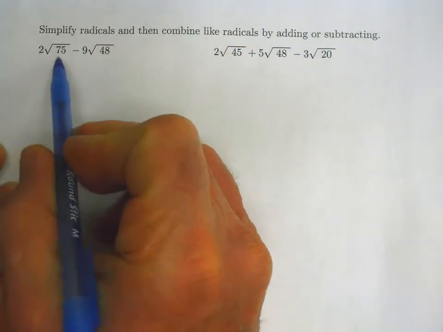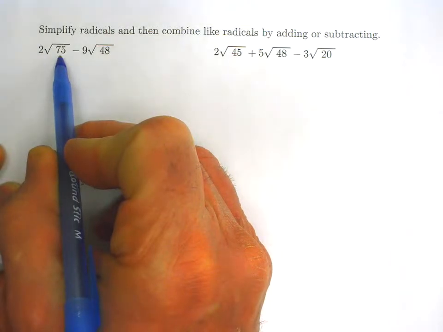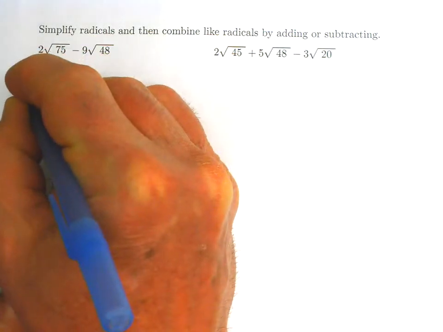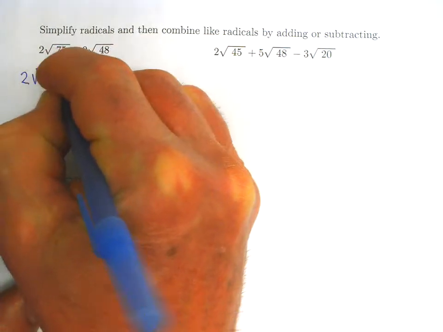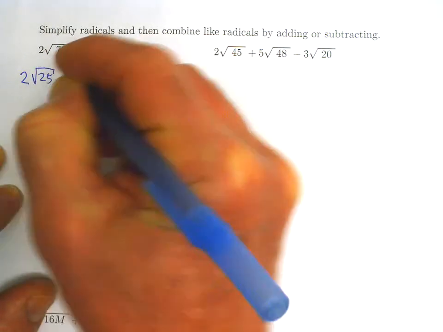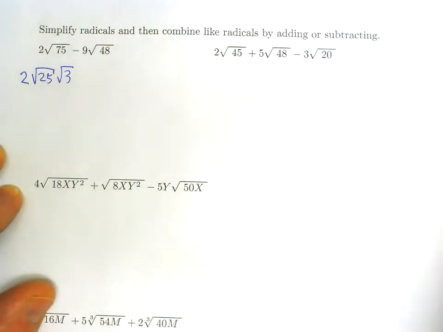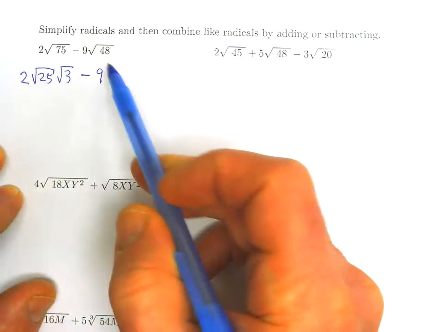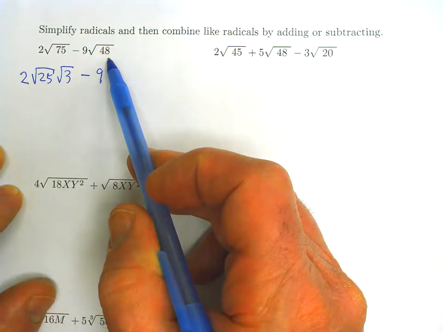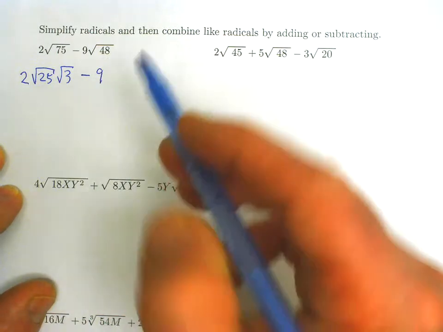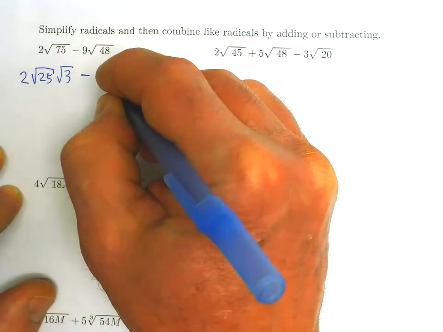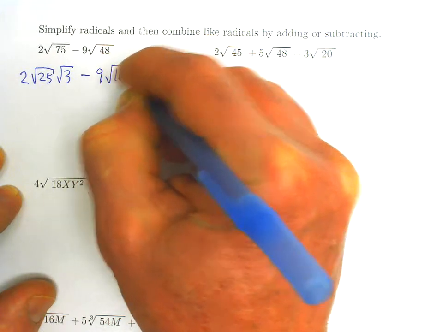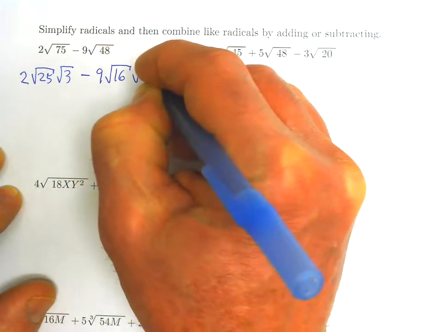Okay, the largest factor of 75 that's a perfect square is 25. So 2 times the square root of 75 is the same as 2 times the square root of 25 times the square root of 3. And then minus 9 times, well, let's see, the largest factor of 48 that's a perfect square is 16. 16 times 3 is 48. So this is minus 9 times the square root of 16 times the square root of 3.